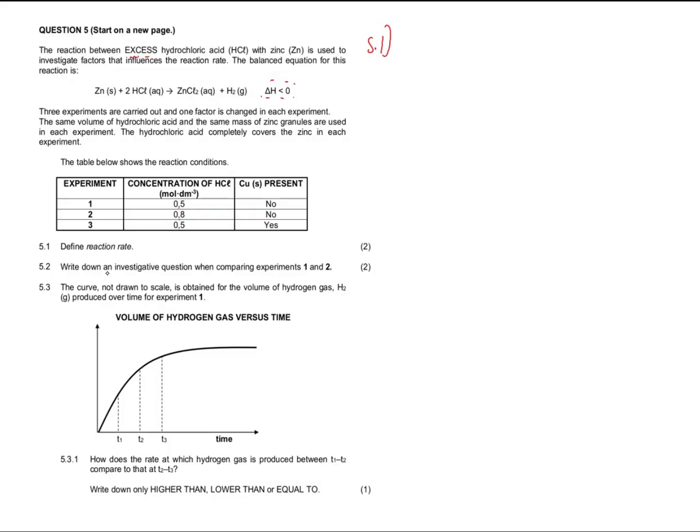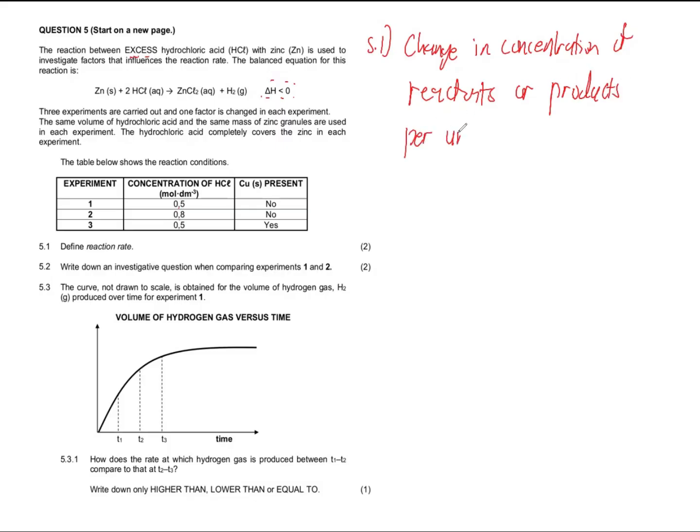Define reaction rate. So what is reaction rate? We say this is the change in concentration of products or reactants. Okay, so let's say of reactants or products per unit time. So that's your definition. So from your CAPS document, write it exactly as it is. Change in concentration of reactants or products per unit time, right?